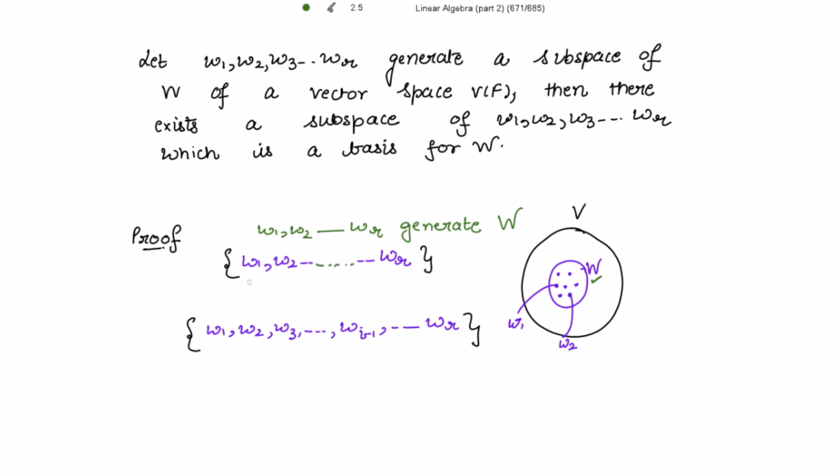Now, if these are linearly independent, then these form a basis for W. If still not, what is remaining if I remove Wi? W1, W2, W3, up to Wi minus 1, and on to WR remain. If these are linearly independent, our work is done. But if not, then again there must exist some Wi which is a linear combination of the remaining Wj's.